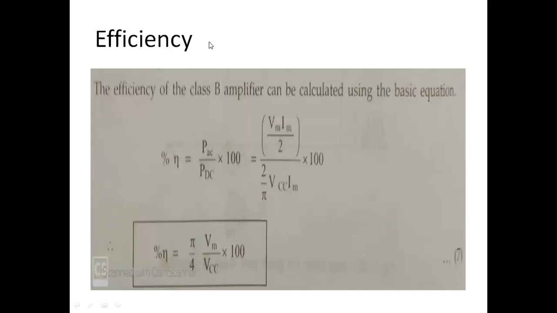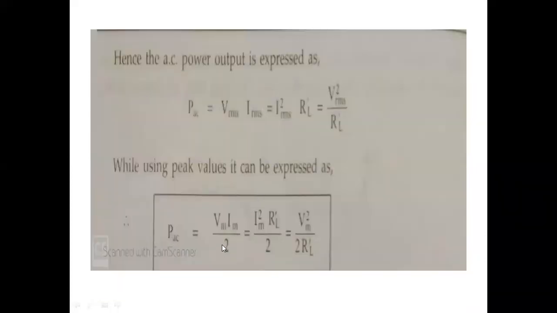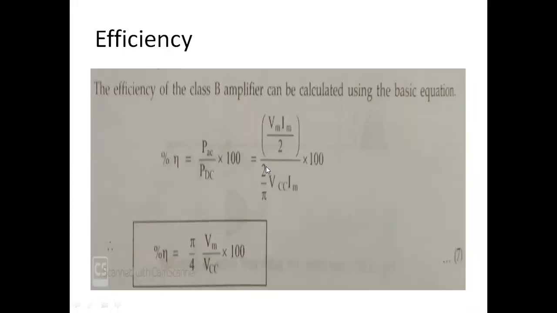So what is the efficiency? Efficiency means the ratio of AC power to DC power into 100, in terms of percentage. PAC is Vm Im by 2, already we know. And PDC means 2 by pi into VCC into Im. Just substitute the values and simplify the equation. Then efficiency becomes pi by 4 into Vm by VCC into 100.